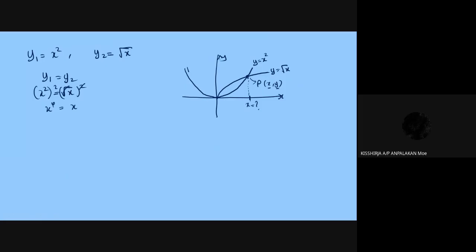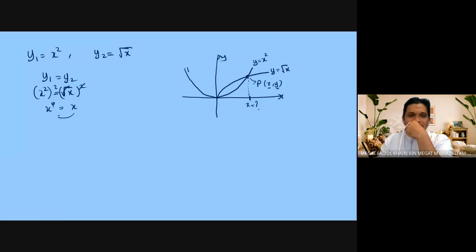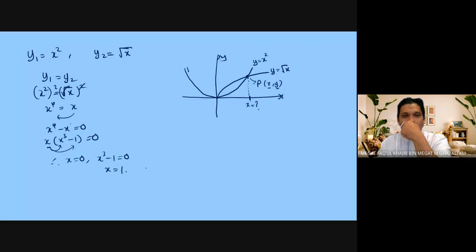Bring this x to the left side: x power 4 minus x equals 0. Then factorize, taking out the x with the lowest degree, which is 1 here, and then x cubed minus 1 equals 0. Again, x times x cubed equals x power 4, and x times negative 1 equals negative x. So meaning here x equals 0, and x cubed minus 1 equals 0, then x equals 1.